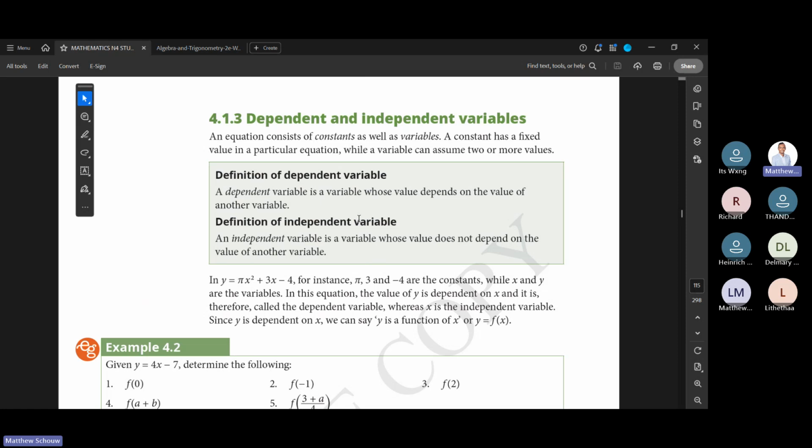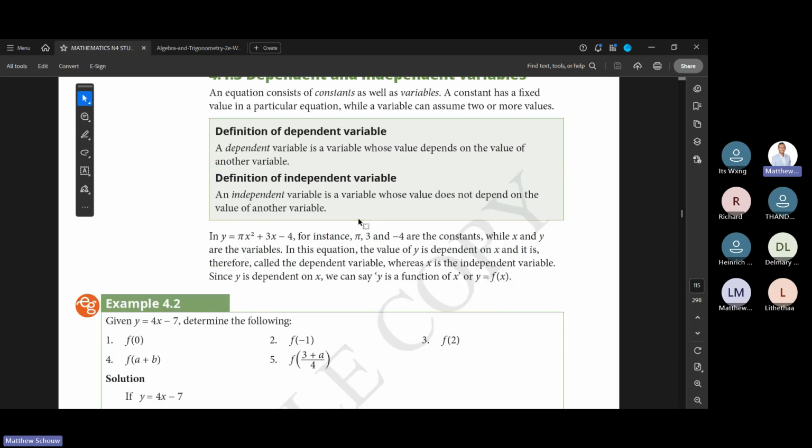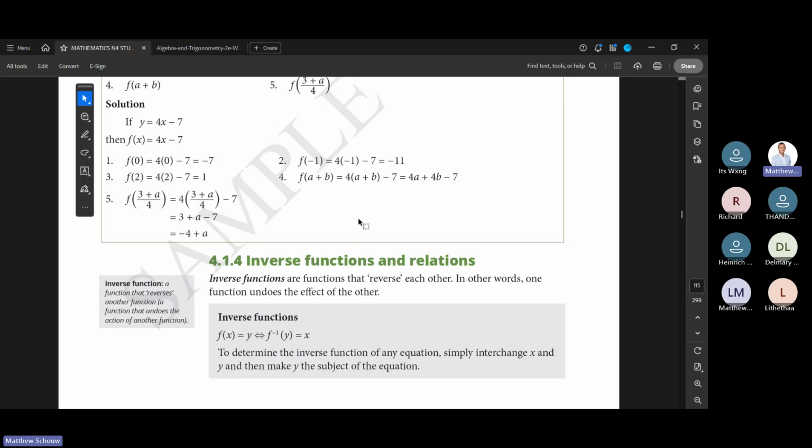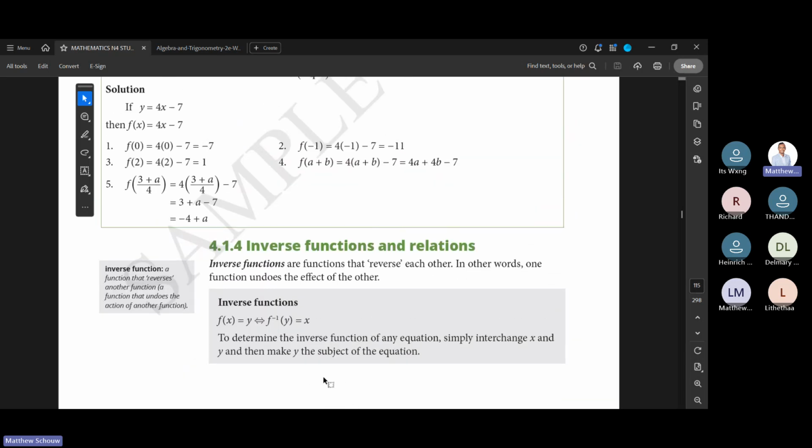Some functions I can actually show you. Then over here, inverse functions are functions that are the reverse of each other. In other words, one function undoes the effect of the other one. And to get the inverse of a function, let's say for argument's sake, f of x equals x, f minus 1, which denotes the inverse function, all we simply do is swap x and y.